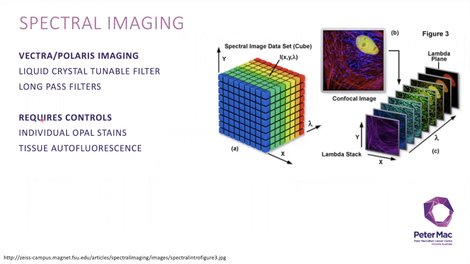To do this, we require control. So we need individual Opal stains within the tissue to basically say this is what the spectra looks like for each of the fluorophores. And we also need a reference for the tissue autofluorescence as well. So we're building up an image, not just in XY, but across the wavelengths as well.